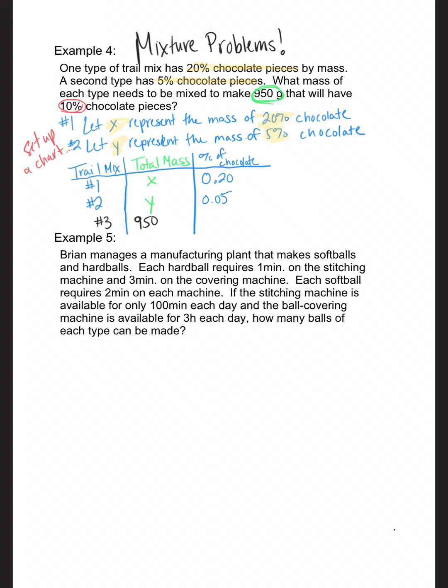Okay, and then finally, in our third type of trail mix, what percentage is made up of chocolate? And again, this is where we are trying to make up 10% chocolate. So remember, from our equation, this third type of trail mix we're trying to make is going to be 10% chocolate. So if we wanted to represent how much chocolate is going to be used in each of these types of trail mix to make the third trail mix, we're going to make a column for that.